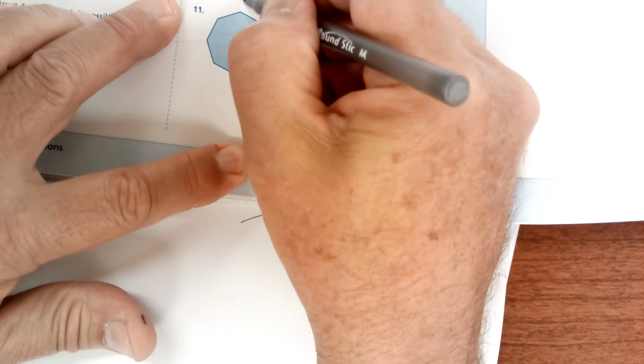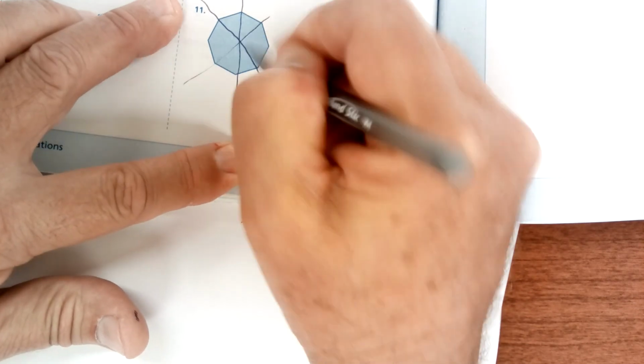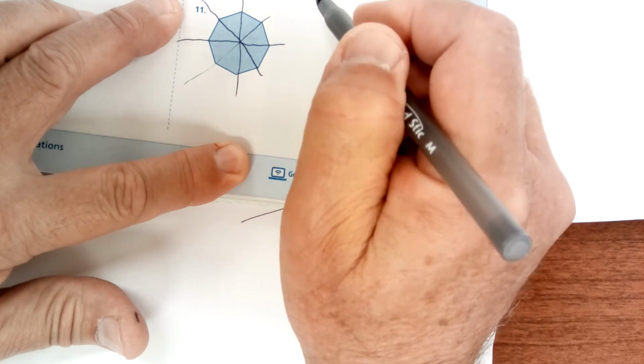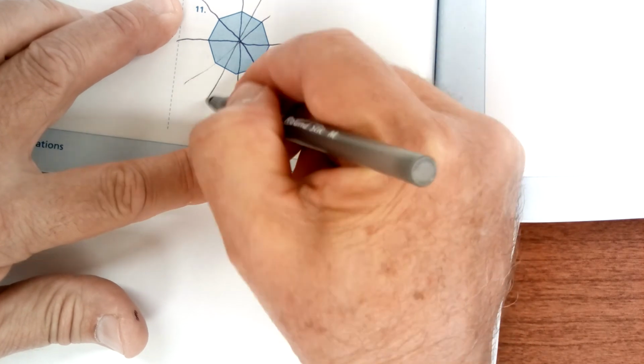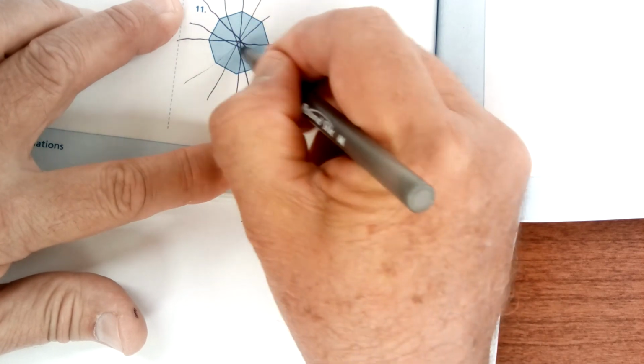All right, one more. Lines of symmetry. This one's got a lot. You can go here, here, here. This one's got a ton of lines of symmetry. You can also go here. And you can go here. And you can go here. I mean, there's a ton in this one.